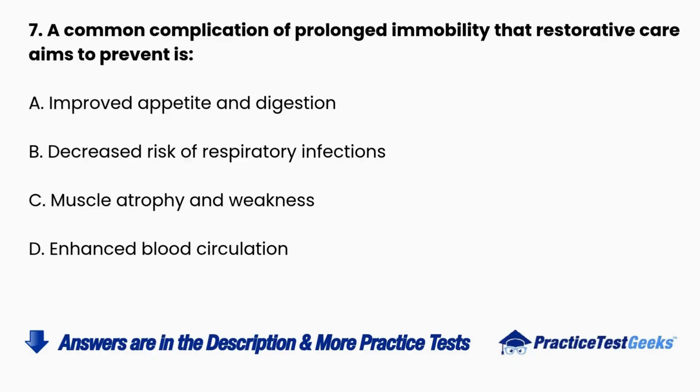7. A common complication of prolonged immobility that restorative care aims to prevent is: A. Improved appetite and digestion. B. Decreased risk of respiratory infections. C. Muscle atrophy and weakness. D. Enhanced blood circulation.